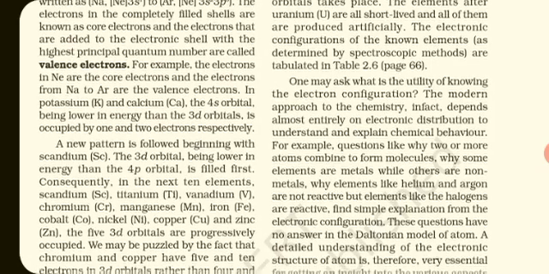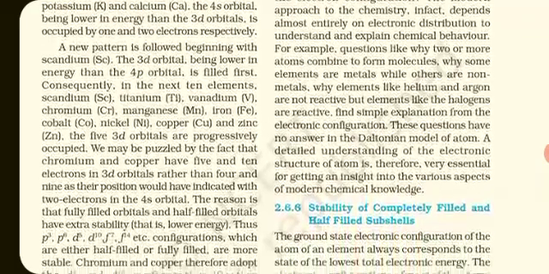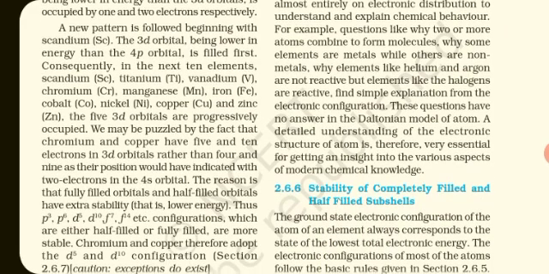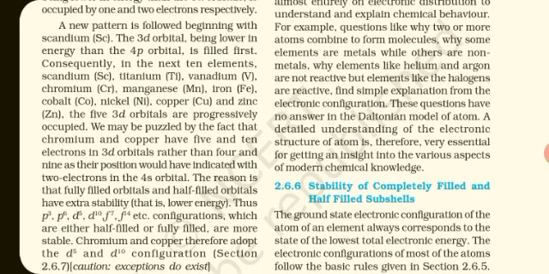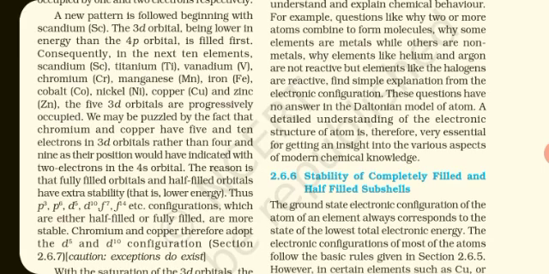So a pattern is followed, beginning with scandium, atomic number 21, where the 3d orbital, being lower in energy than the 4p orbital, is filled first. Consequently, in the next 10 elements, scandium, titanium, vanadium, chromium, manganese, iron, cobalt, nickel, copper, and zinc, the 5 3d orbitals are progressively occupied.